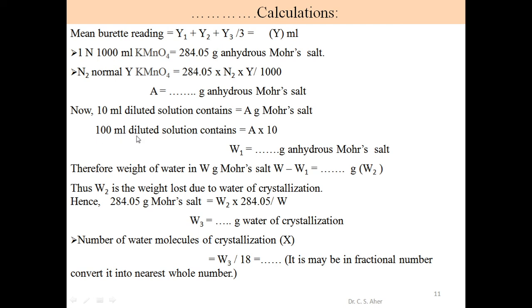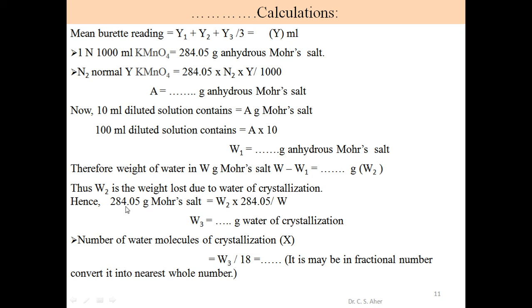But we have 100 ml of solution. We take 1 gram of Mohr salt and dilute it to 100 ml. That whole 100 ml of solution has a weight of Mohr salt equal to A into 100. That is W1. This W1 is the weight of anhydrous Mohr salt, calculated from the experiment. Therefore, for the weight of water in W gram of Mohr salt, we weigh 1 gram of Mohr salt. W is more than W1, so W minus W1 gives the difference, which we call W2, and this W2 is the weight loss due to water of crystallization.